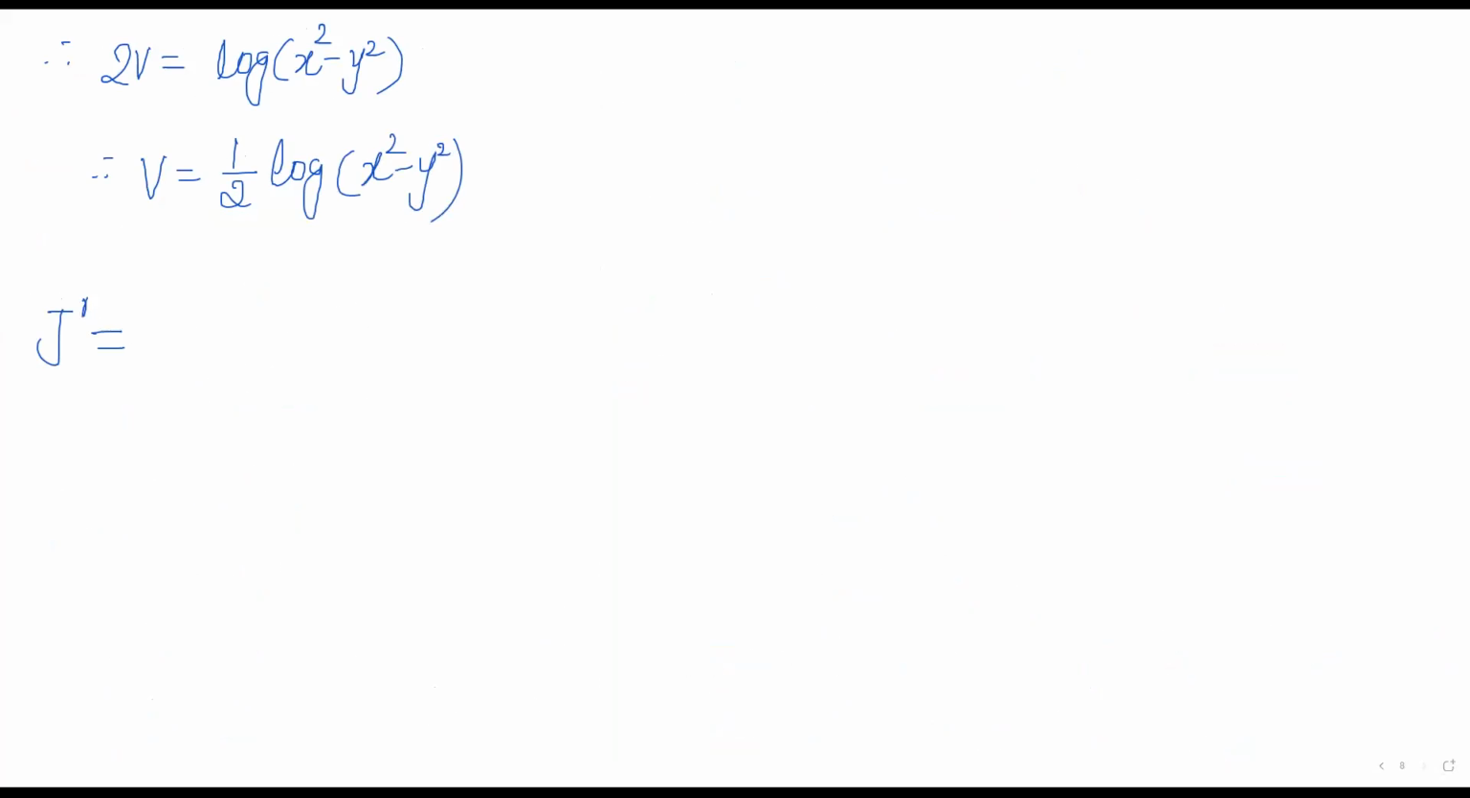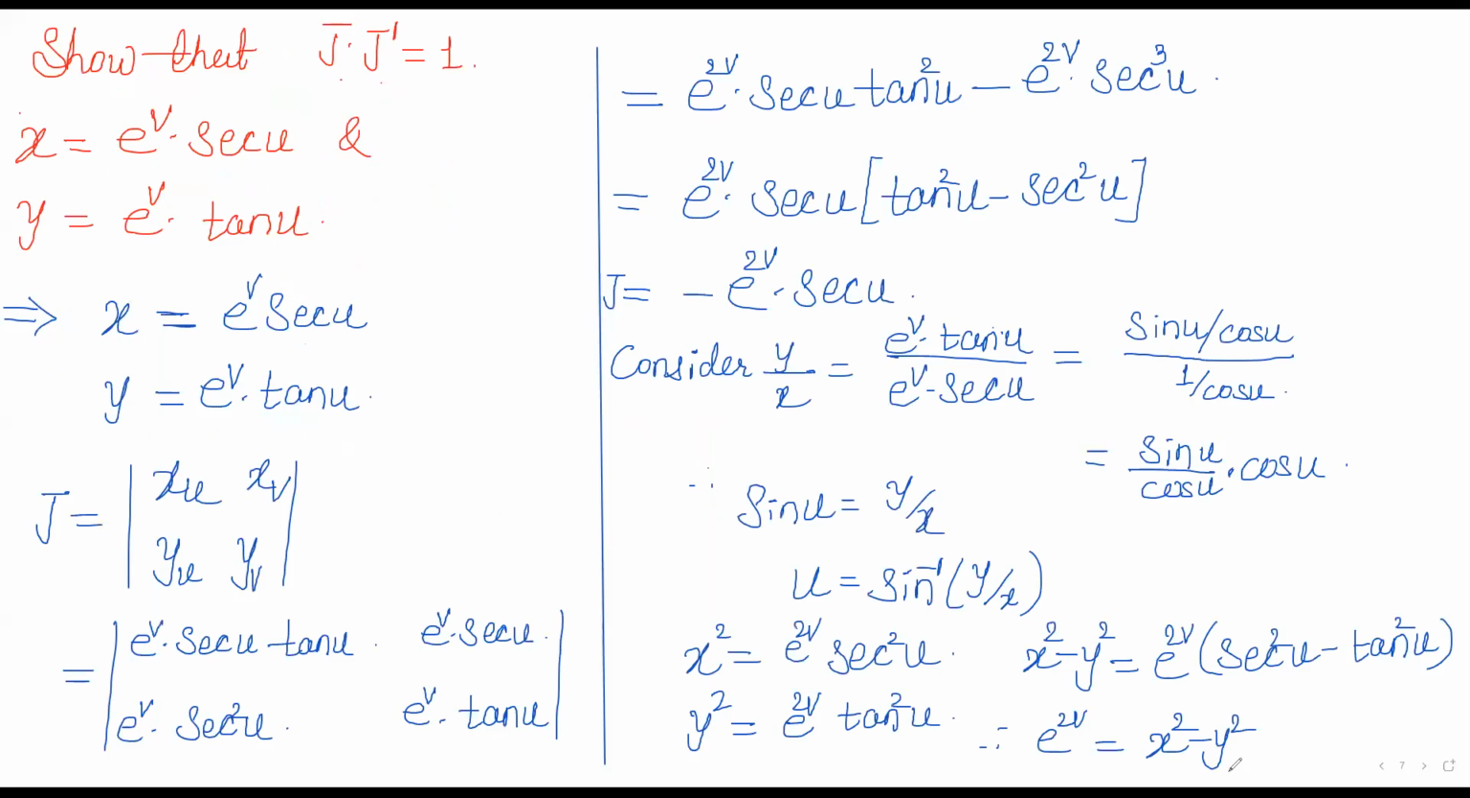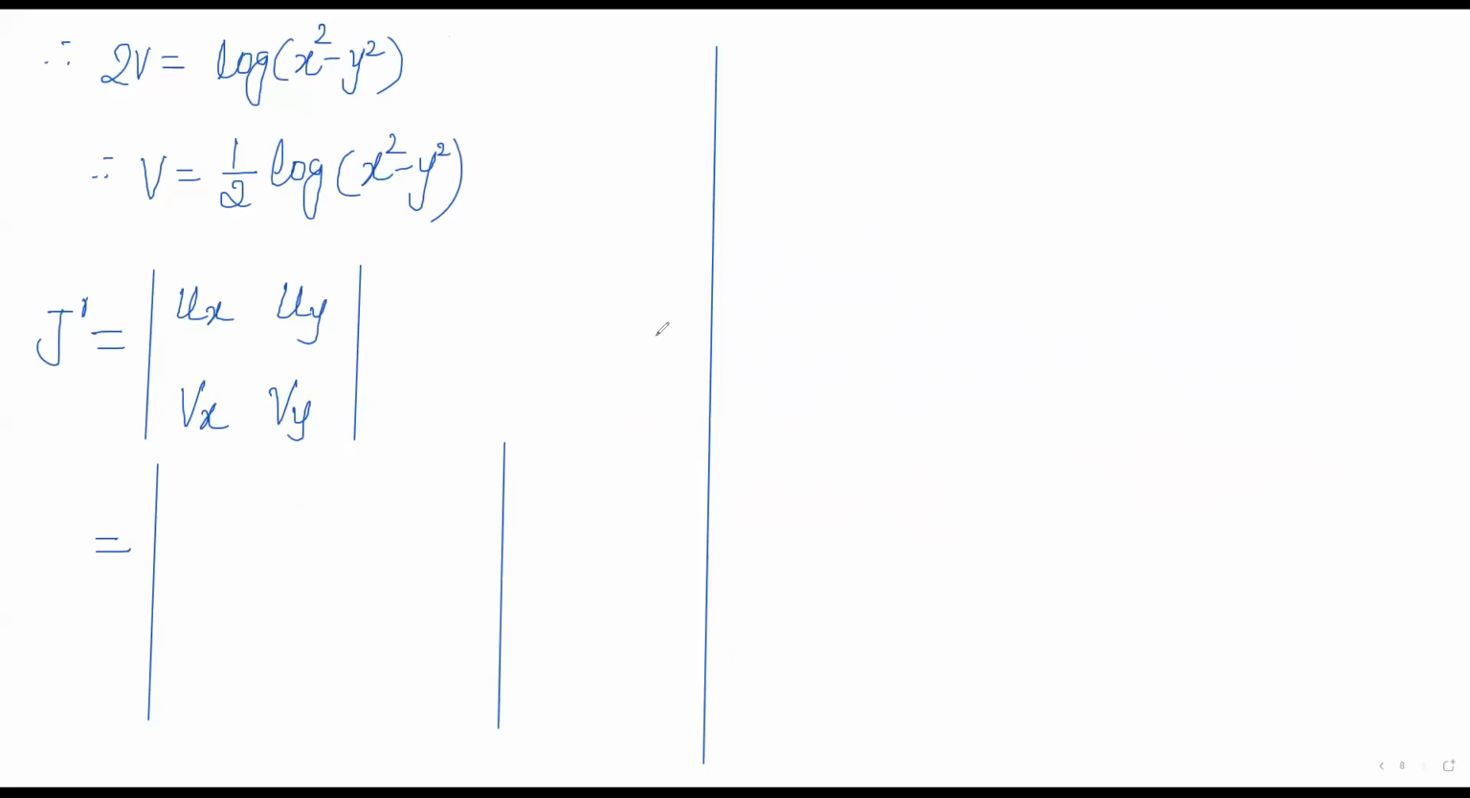J dash is equal to ux uy vx vy. Finding out the derivative of u. हा u काय बघा इथं, sin inverse of y by x, and v is half into log of x square minus y square.